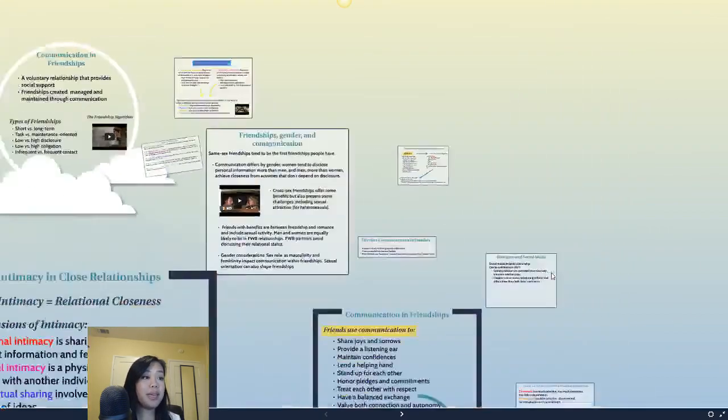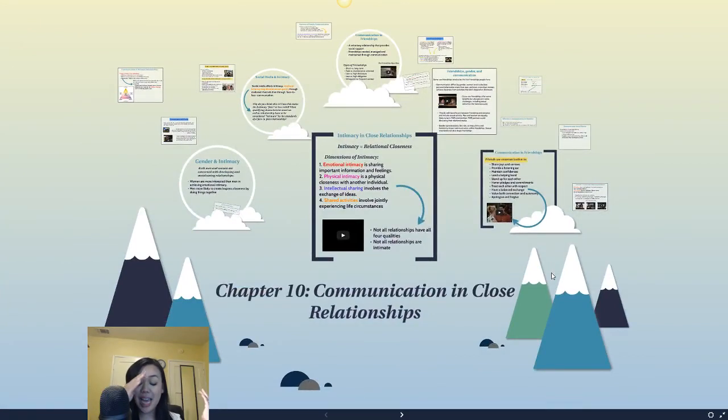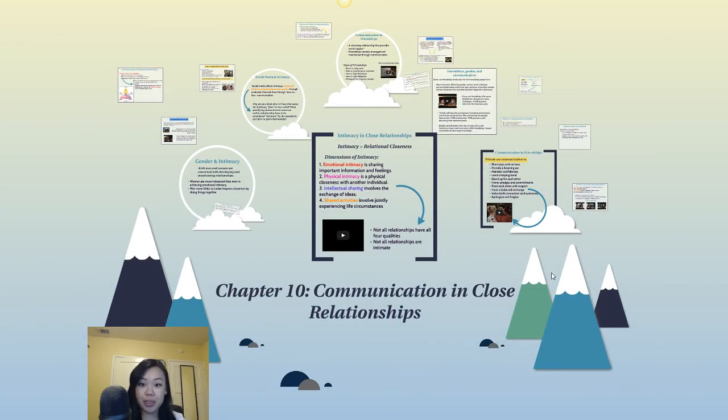So with that being said, that is chapter 10. To quickly recap, what you should have learned in chapter 10 is a definition of intimacy. You should have learned about the different types of intimacy, and both the cultural, gender, and social media influences on expression of intimacy. Remember that all human beings strive for intimacy. We just express and interpret it in different ways.